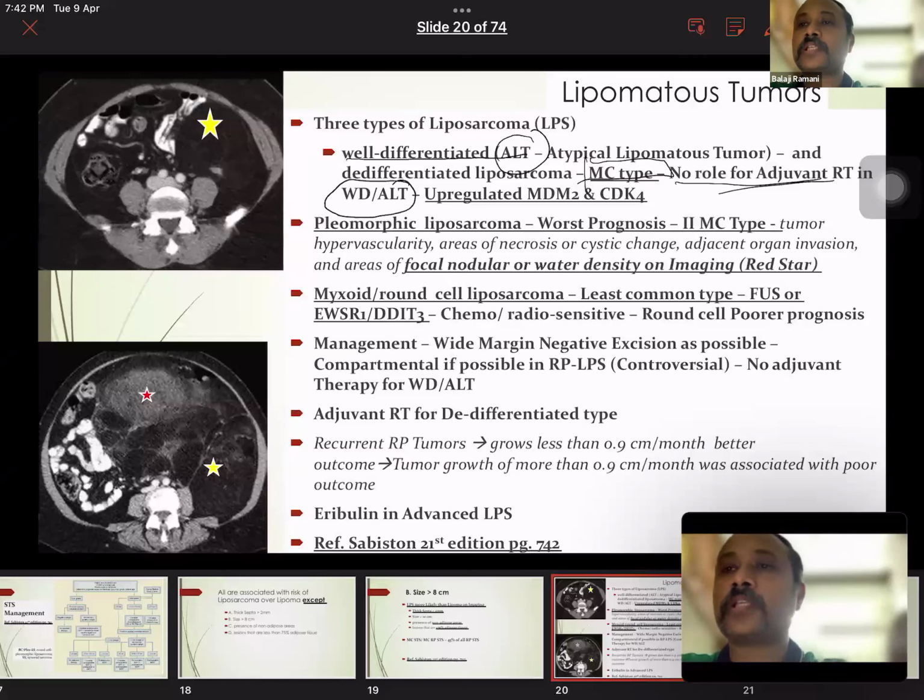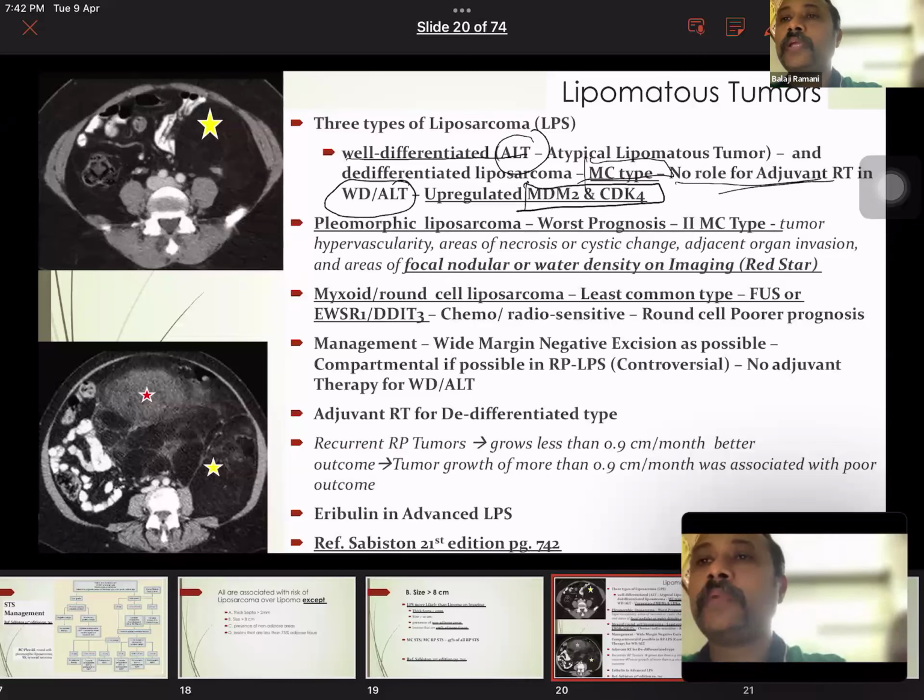In this, there is a specific mutation: MDM2 upregulation and CDK4 mutations are going to be found. This is going to be common in well-differentiated liposarcomas or ALT. There are also MDM2 inhibitors which are coming in. So this is something which is significant as far as an MCQ is concerned.